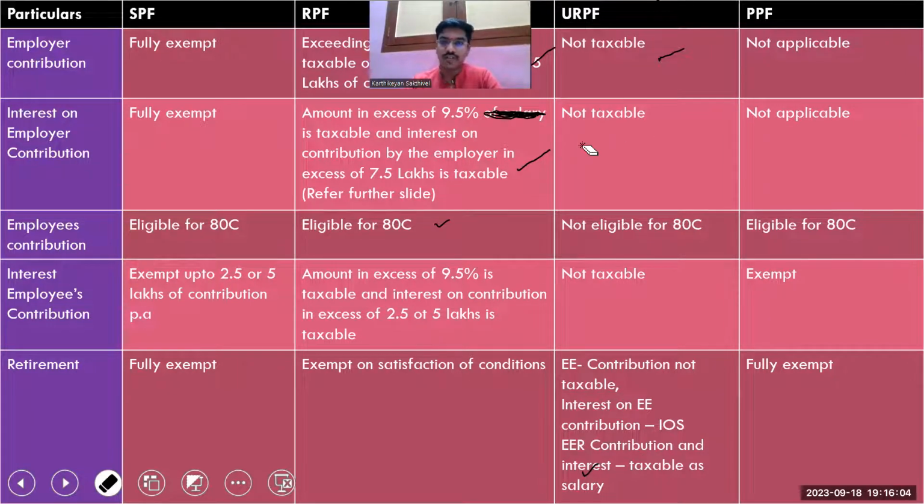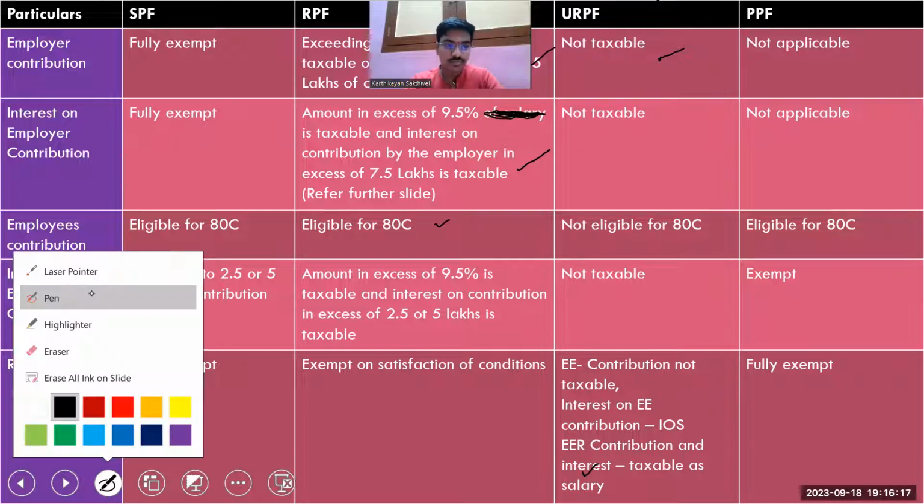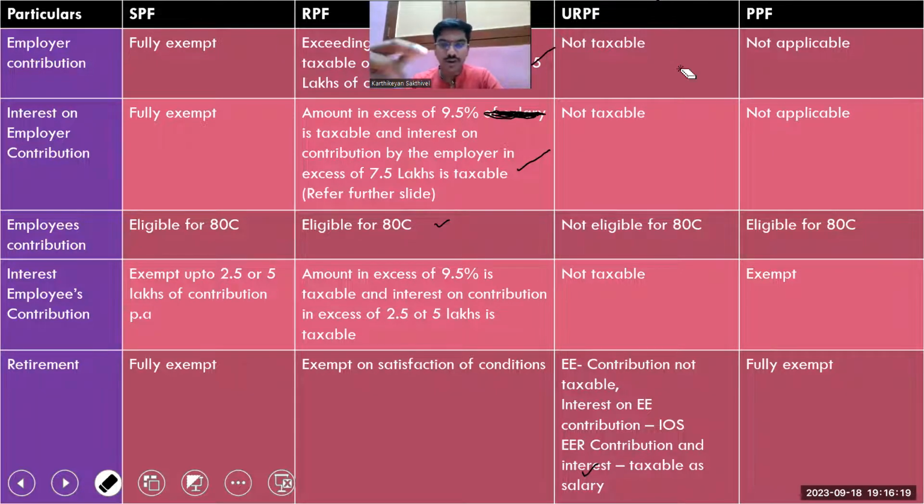Okay. Now we'll go to the fourth point, which is basically public. Not taxable in the sense, not taxable under the head of salary. Which one? Unrecognized provident fund. The unrecognized provident fund is not taxable anywhere at the time of contribution. Only at the time when it is received, it is taxable.